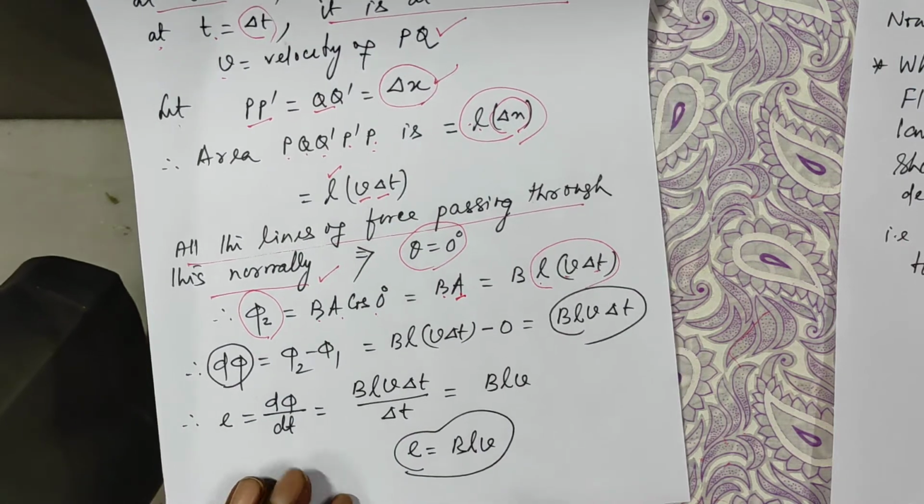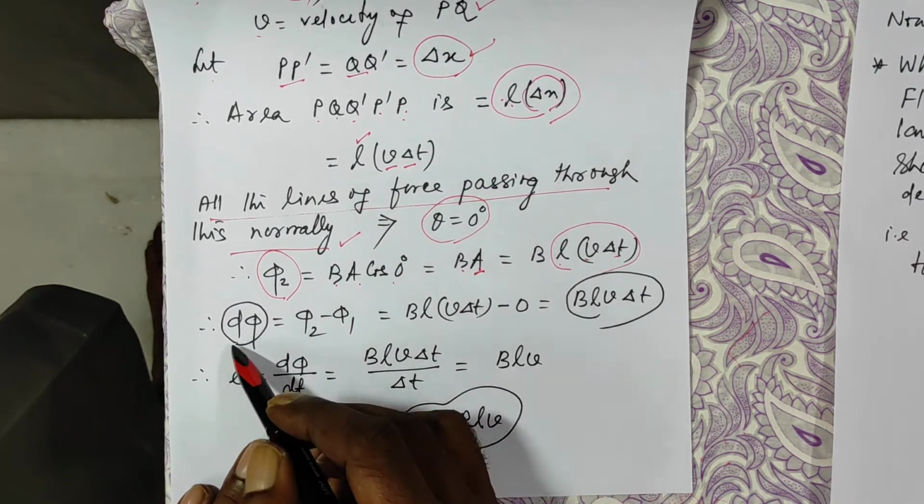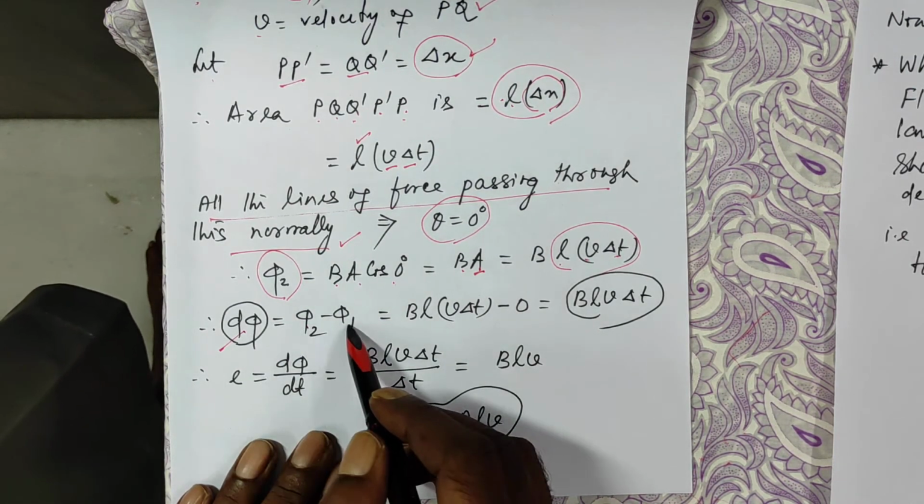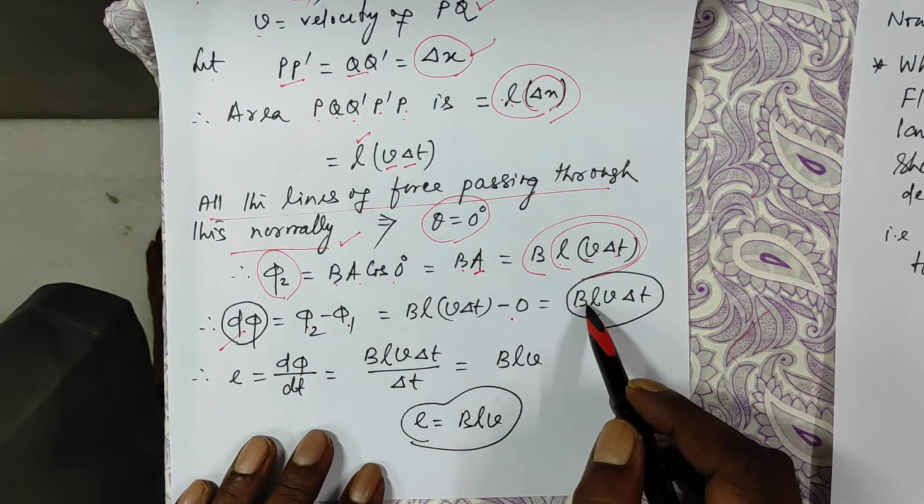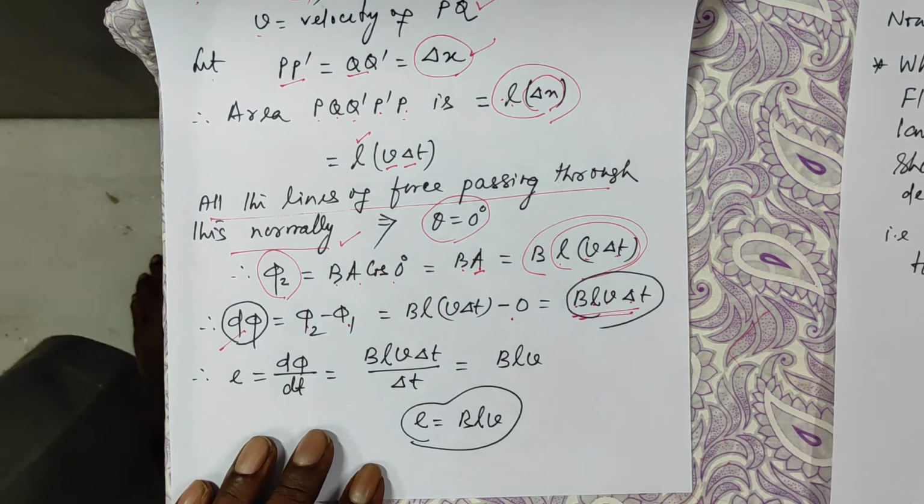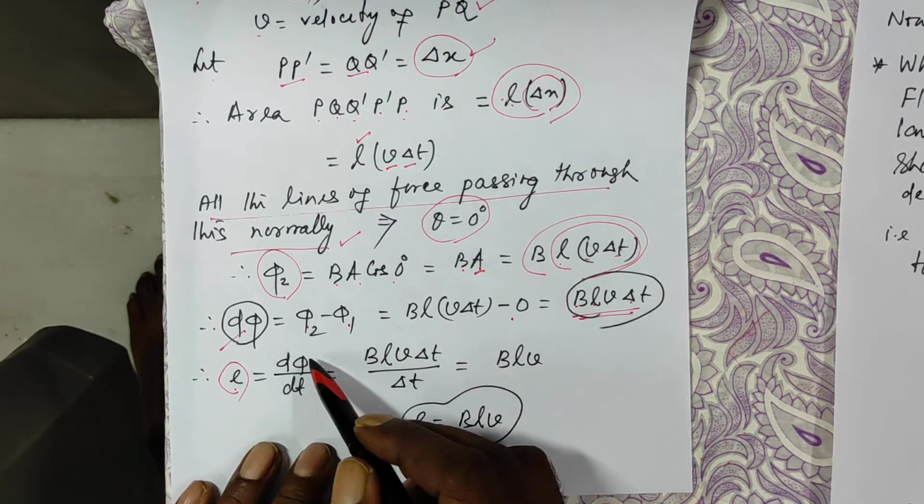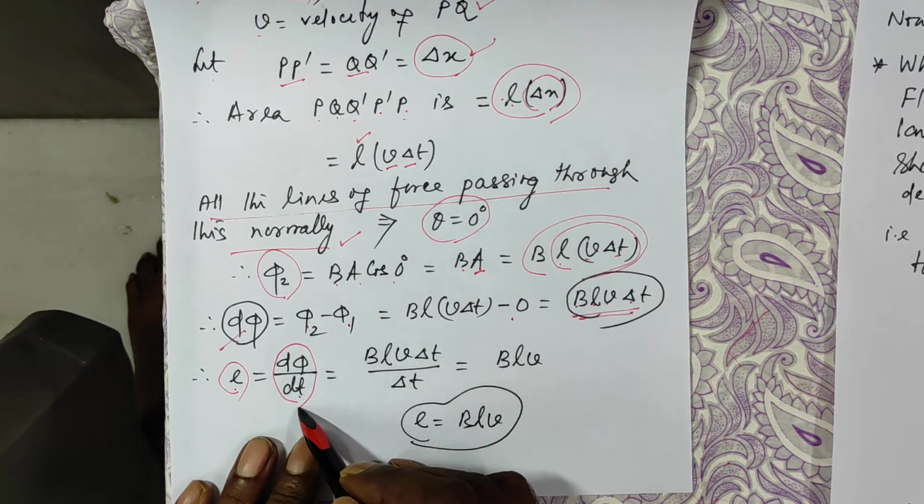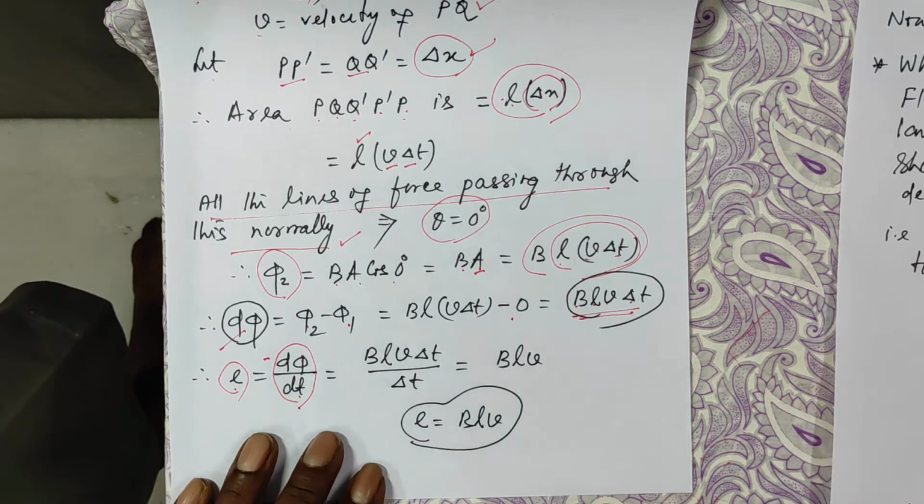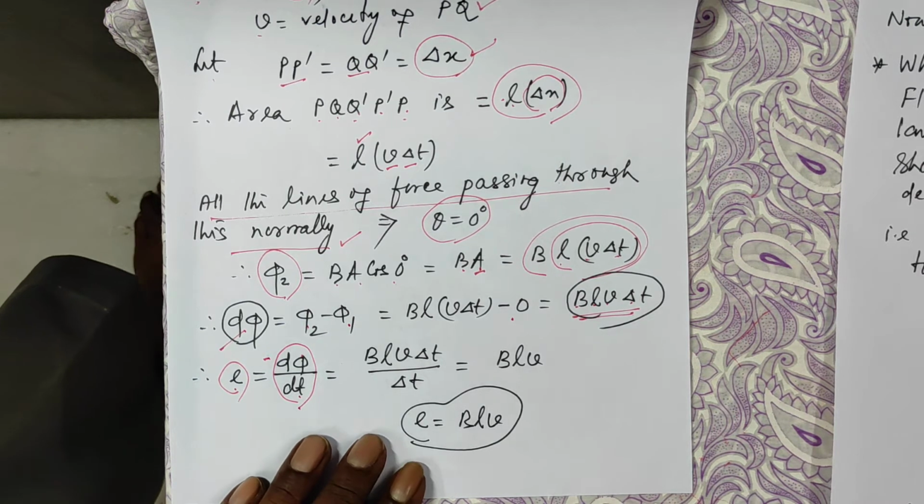So the change of flux, let it be d phi, will be final flux minus initial flux, that is this minus 0, that is equal to BLV delta t. Now EMF is defined as d phi by dt. The negative sign I have not taken, I am finding out the magnitude part of it. The negative sign only indicates the direction of current, that I will discuss in the next phase.